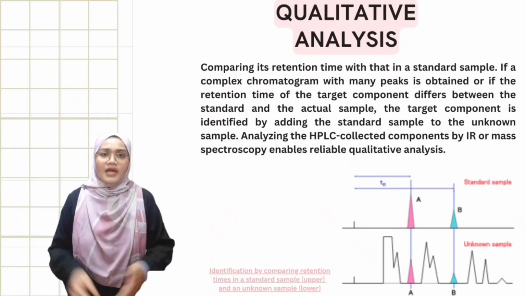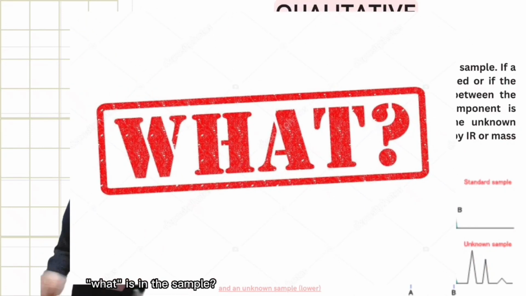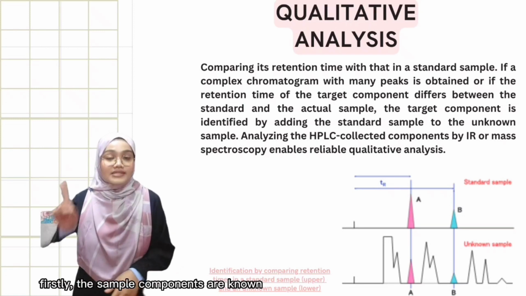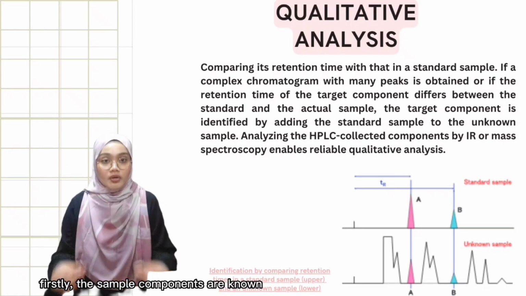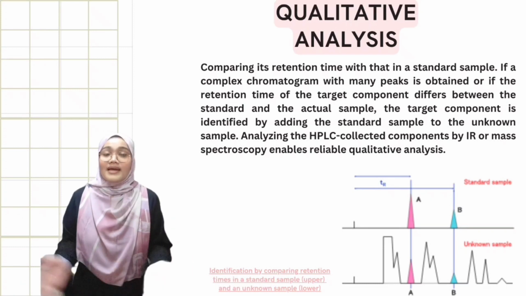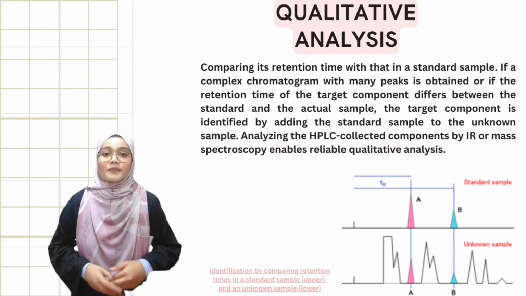Qualitative analysis. The purpose of qualitative analysis is to answer the question, what is in the sample? Two discrete situations exist for qualitative analysis. Firstly, the sample components are known and peaks within the chromatogram need to be assigned to known components. Second, the sample is a complete unknown that we are trying to identify.